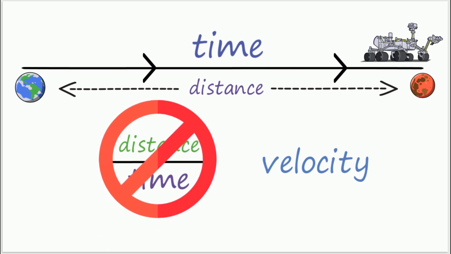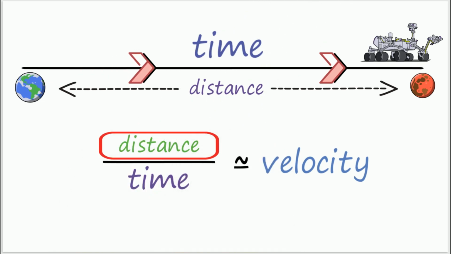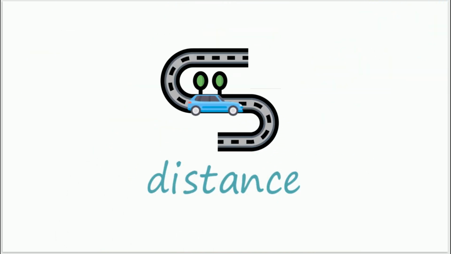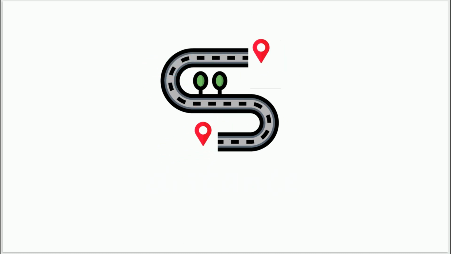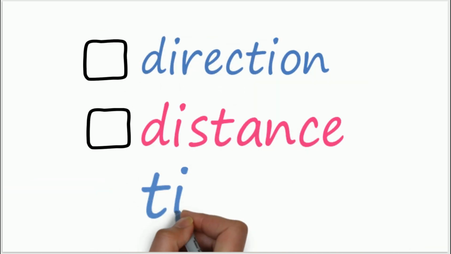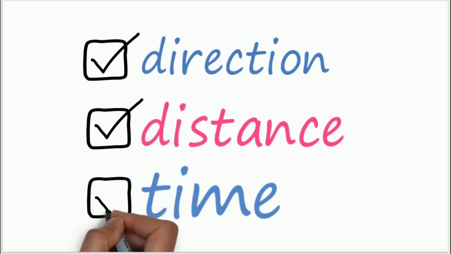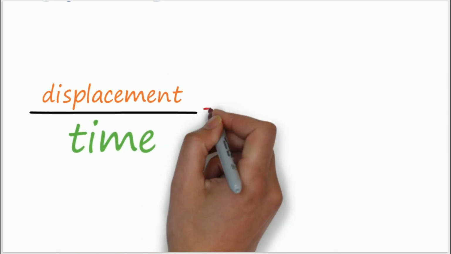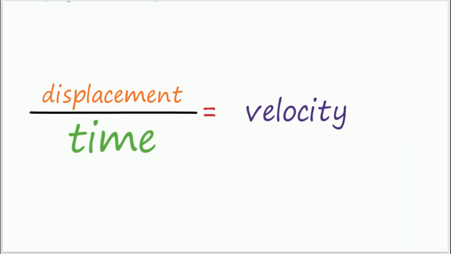Actually you would be wrong if you say that. When you use the term velocity, you must also specify the direction of the journey, which means using the term distance would be wrong, so you must use the term displacement. As distance is the total path and displacement is the shortest path. This is what displacement is, so specifying the direction with the distance and time is important. And after all this, we get displacement by time, an expression for velocity.